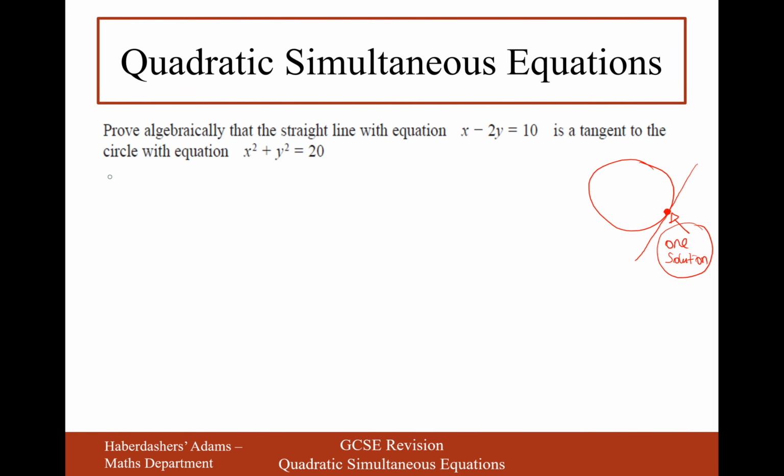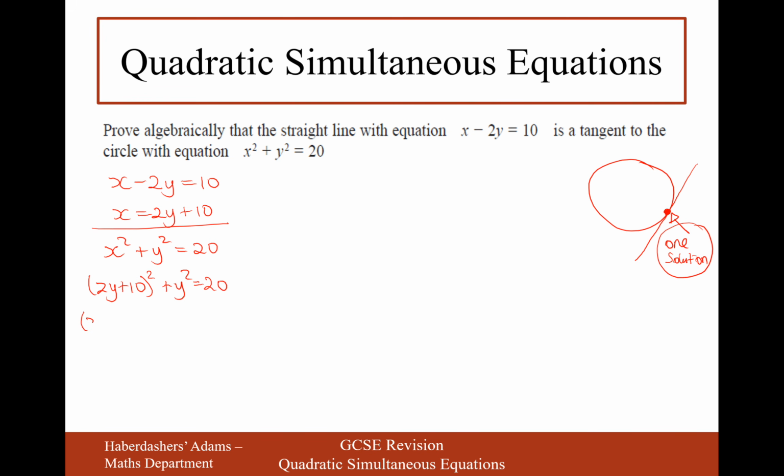So let's start solving the simultaneous equations. At the moment we have x minus 2y equals 10, and I think it's going to be easier if we rearrange this to make x equals 2y plus 10 by adding 2y onto the other side, and then taking our quadratic simultaneous equation and replacing x with 2y plus 10. So let's go ahead and do that then. 2y plus 10 I'm replacing the x with. x was being squared beforehand, so 2y plus 10 needs to be squared. Plus y squared equals 20.